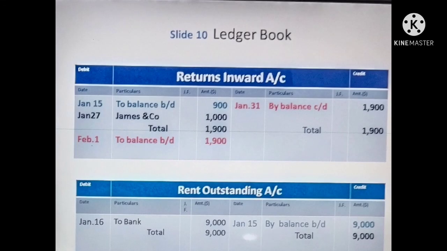In returns inwards account, there is an opening balance of $900 on January 15 in debit side. Further, on January 27, there is a return from James and Company of $1,000. So the total is $1,900. No posting on credit side. So the account has debit balance. It is carried down and then brought down on February 1 to debit side, balance brought down $1,900. Rent outstanding account has an opening balance on January 15 on credit side of $9,000. That dues is paid during the period on January 16 to bank, $9,000 in debit side. So that account closes.